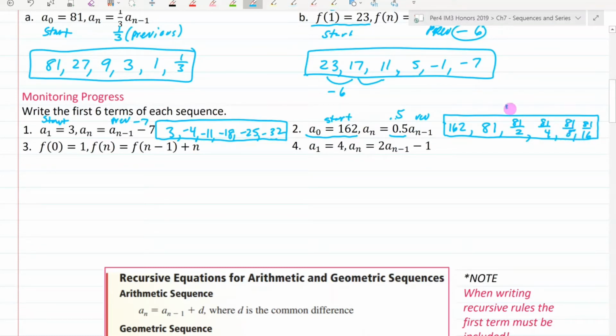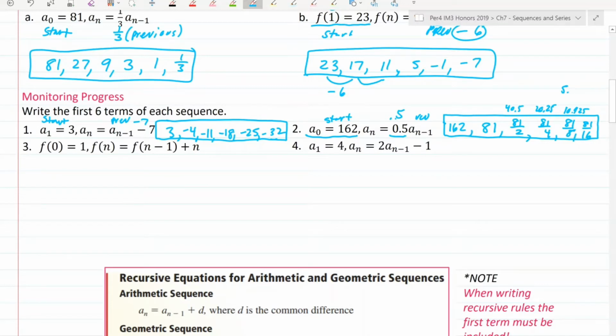Yes, those are decimals. This will be 40.5, 20.25, 10.125, I think. And I can't remember the last one. So it's going to be 5 point something for the last one.